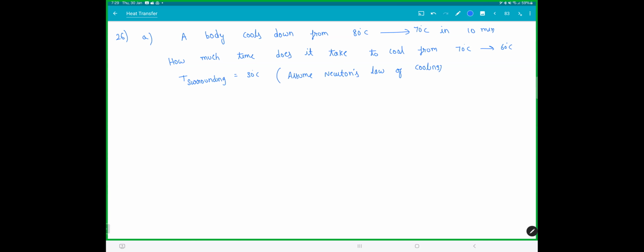Question is clear? 80 to 70 took 10 minutes. Surrounding is 30 degrees. 70 to 60 will take how much time? Do you think it will take less than 10, more than 10, or equal to 10? Should take more, right? As the body temperature becomes lesser, it loses heat at a slower rate. So it should take more time. That much we know. Solve.